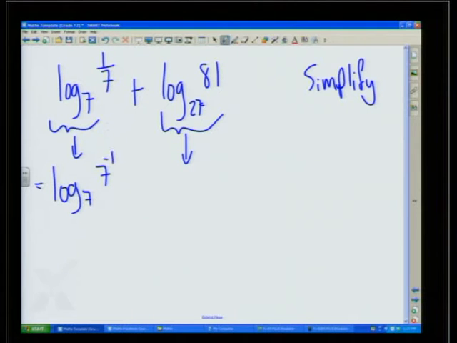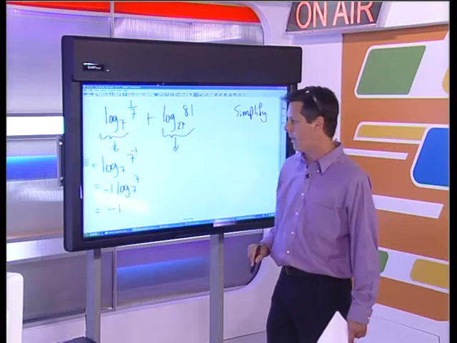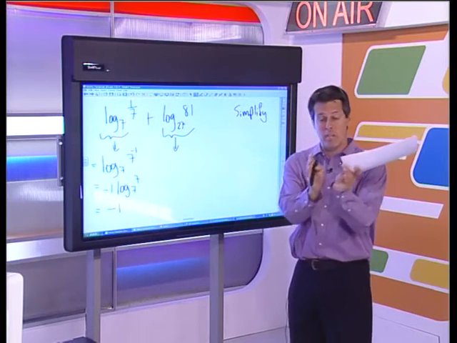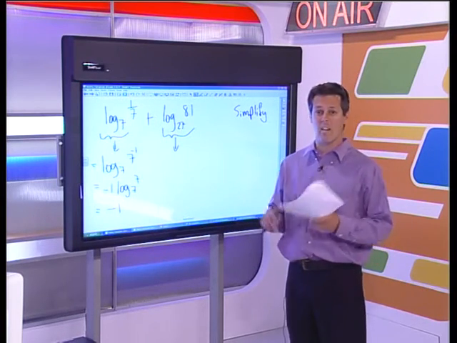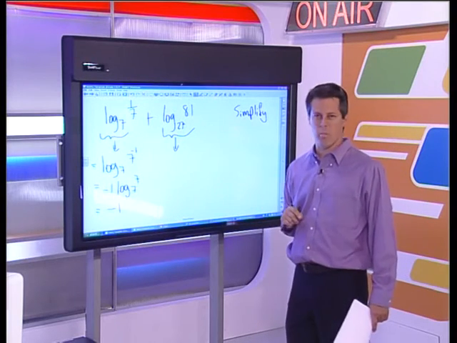Let's bring it back. I take that power to the front, and so I'm going to get negative 1 log of 7 to the base 7, and we know the log of a number to its base is 1, and so this component is negative 1. Okay, so for me, I'm dealing with little pieces at a time, and that's how you should tackle any nasty mathematics, little bite-sized chunks. Now this next one is a bit nasty.